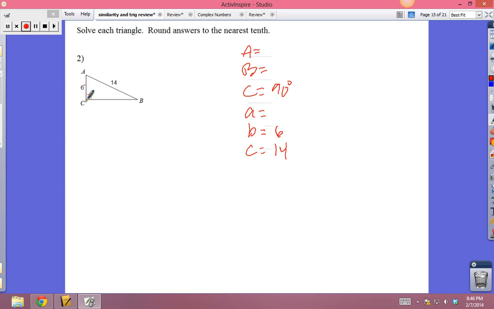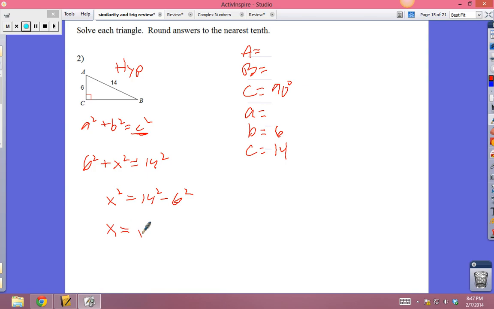So this one, if I know two sides of a right triangle, I can always use the Pythagorean Theorem. A squared plus B squared is C squared, and C is the hypotenuse. That's 14. I know this is my hypotenuse. And so I can set it up like this: 6 squared plus x squared equals 14 squared. So x squared is going to be 14 squared minus 6 squared, and then take the square root of that. X is going to be the square root of 14 squared minus 6 squared.